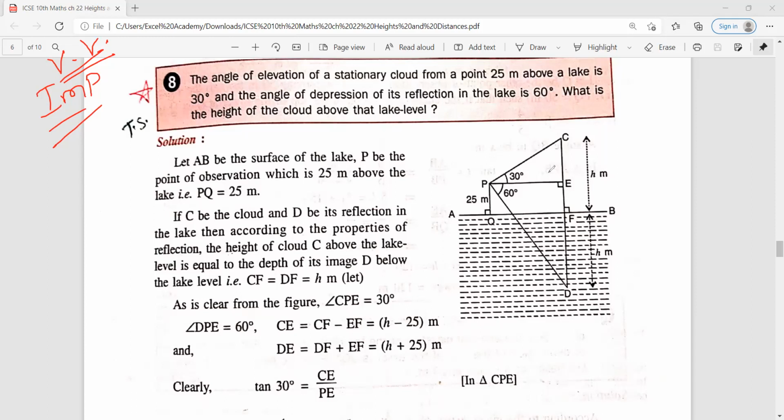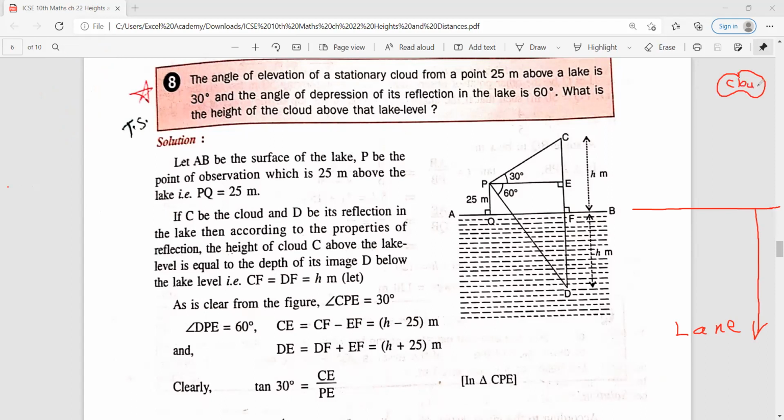Okay, so pay attention to what they have given. Now this is the lake. Suppose I draw a separate diagram here. This is the water surface of the lake. So this is the lake. This is the depth of the lake. Understood? And the cloud is somewhere here. This is the cloud. Okay, and the point of elevation of the cloud is from a point above the lake which is 25 meter above the lake. That is point P.